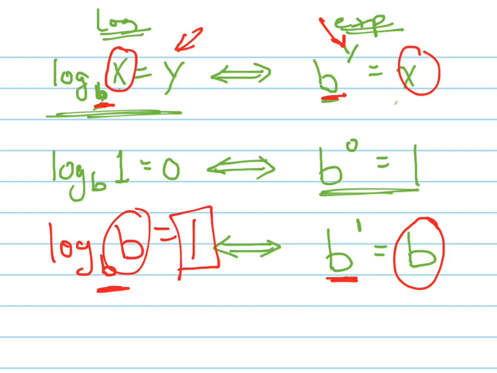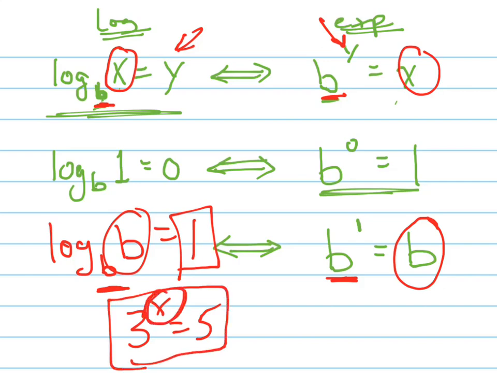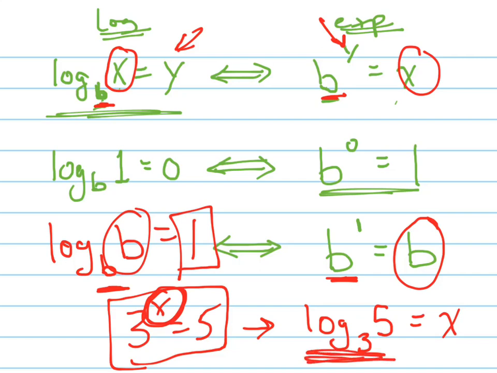Remember, when I had 3 to the x equals 5, what I'm trying to do is find a way to write this equation so the x isn't in the exponent anymore. The variable isn't in the exponent. And the way to get that x down is to use logarithms. To rewrite this as a logarithm, this would be the log base 3 of 5 equals x. Now, if we only had a calculator that we could punch this into, and we do, then we could find out exactly what that is.